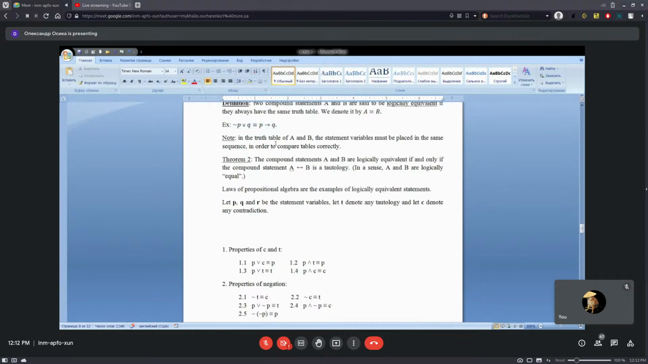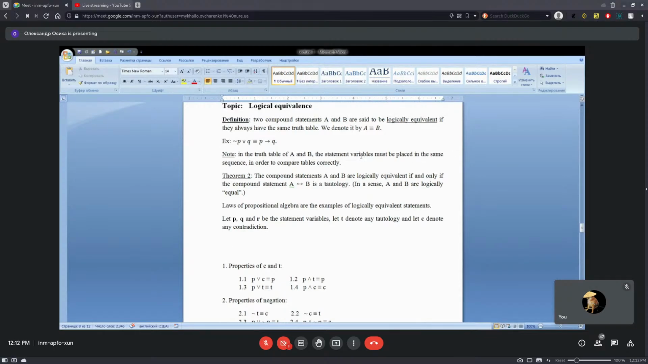Note, in the truth tables of A and B, the statement variables must be placed in the same sequence in order to compare the tables correctly. It's not like false, false first, false and true second in one table, and in the second table we start with true, true, and so on. In this case, it's difficult to compare them correctly.